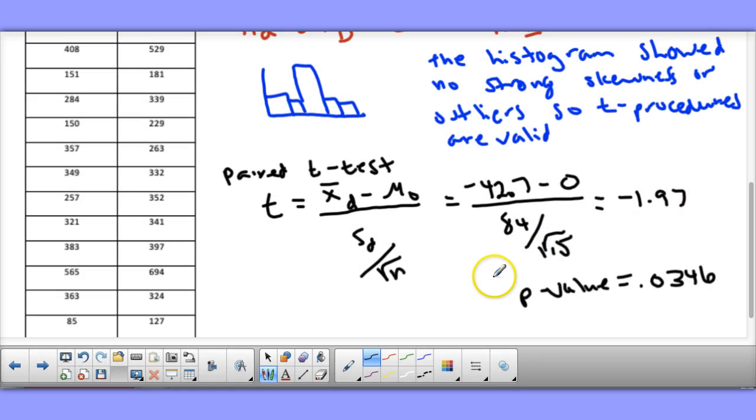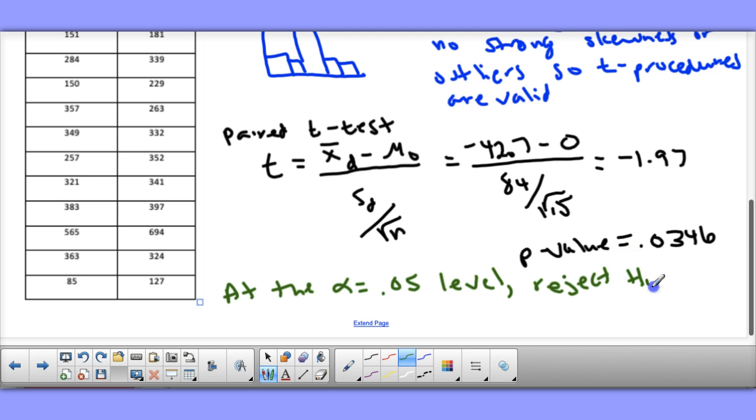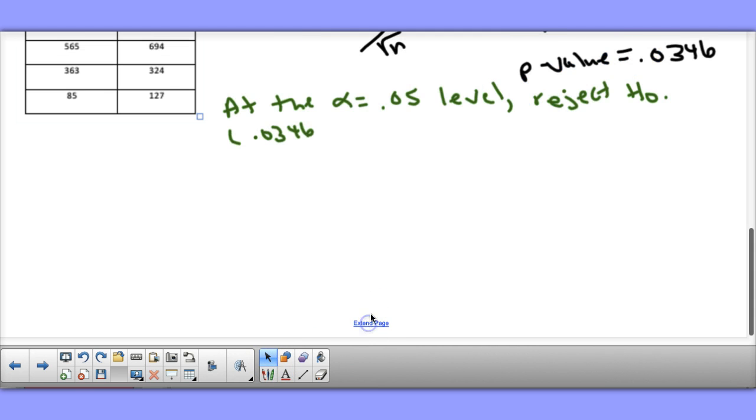So that means that at the alpha equals 0.05 level, what are we going to do? Well, if the p-value is less than alpha, we're going to reject the null. And we're going to note that the p-value, 0.0346, is less than alpha 0.05.